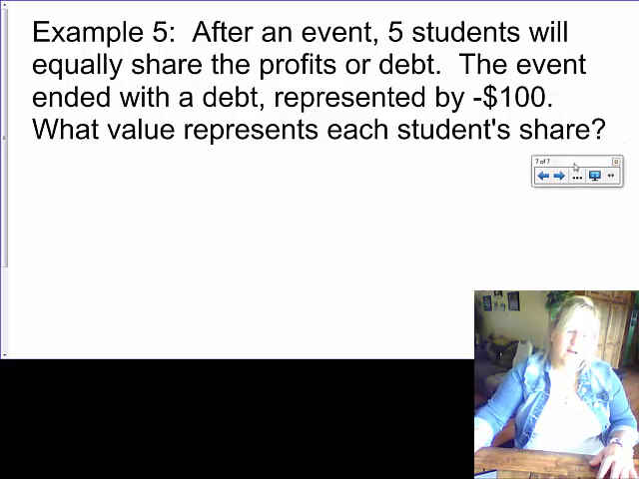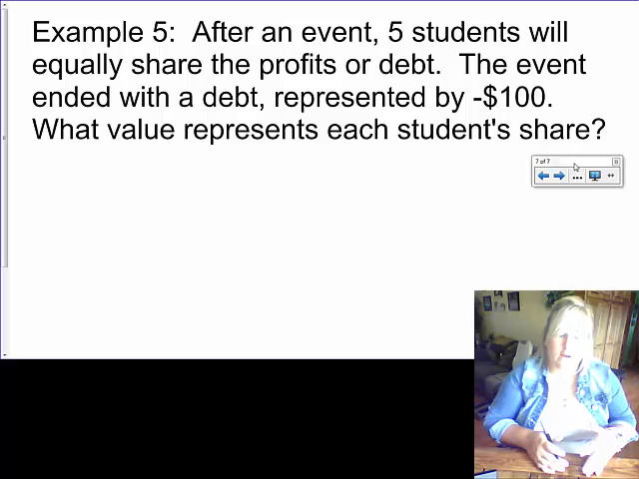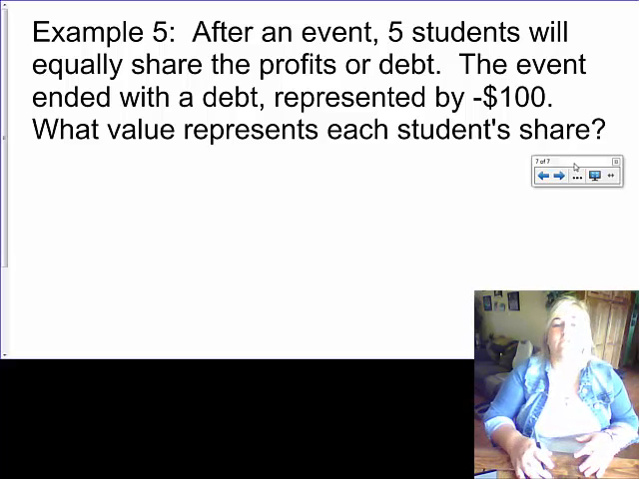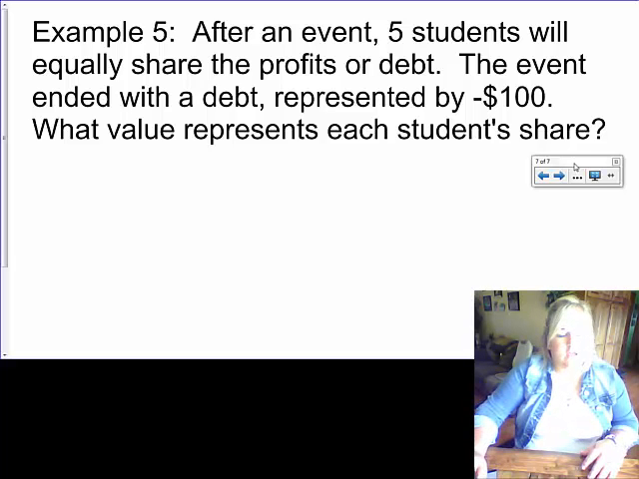Final example here is example 5. It says, after an event, 5 students will equally share the profits or the debt. The event ended with a debt represented by negative $100. What value represents each student's share? So they're each going to share it individually but equally. Okay, there are 5 students, so I have to take that negative $100 and I have to split it between 5 students.